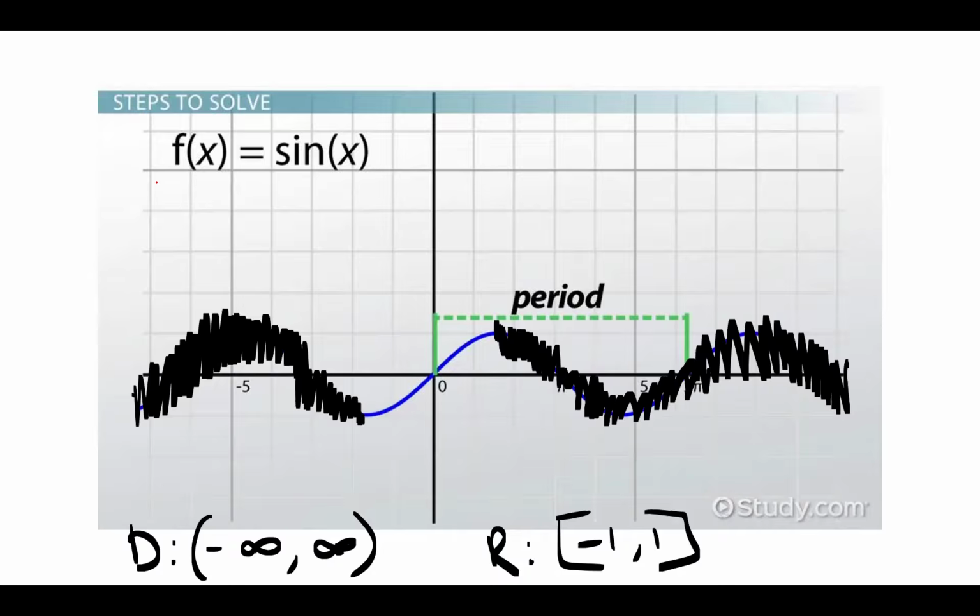So that's the reason it works. We can delete parts of it until it works, just like we did for x squared.